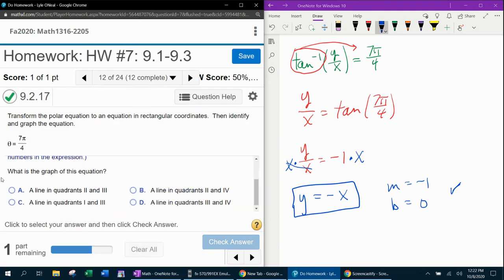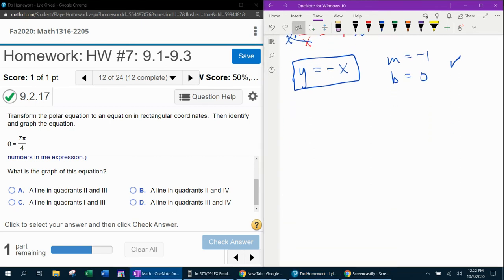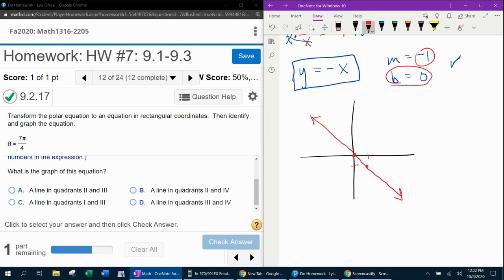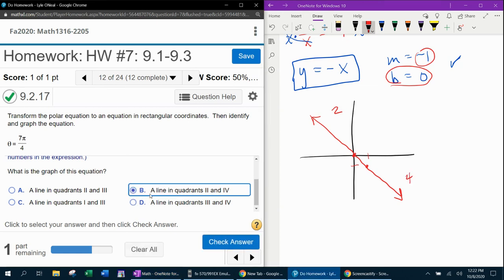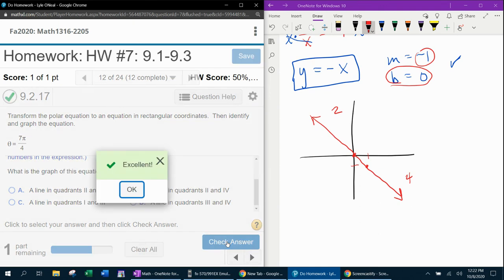This is a three-part question. What is the graph of this equation? Well, it's definitely a line. I need to know which quadrants it goes through. So let's graph this line real quick. It's not going to take long to graph this because we know that the y-intercept is 0 and the rise over run, the slope, is -1, so that means to go down 1 over 1. And there's our line. So that's going to run through quadrants 2 and 4. Right here. A line in quadrants 2 and 4.